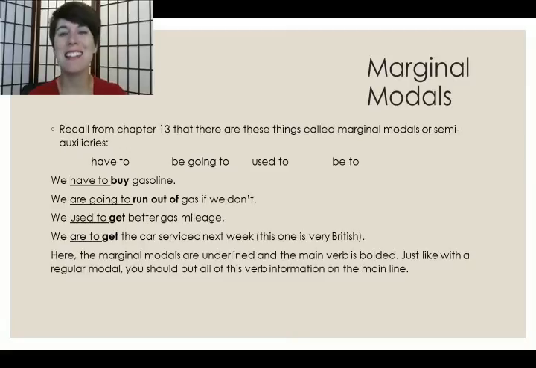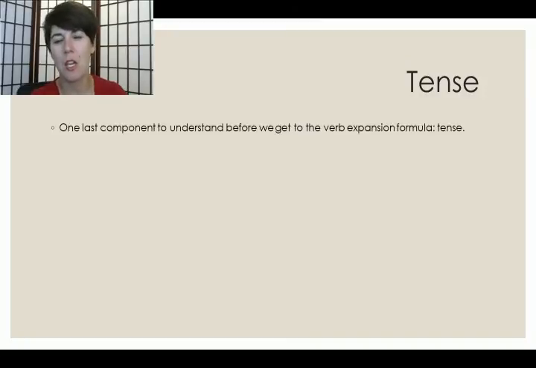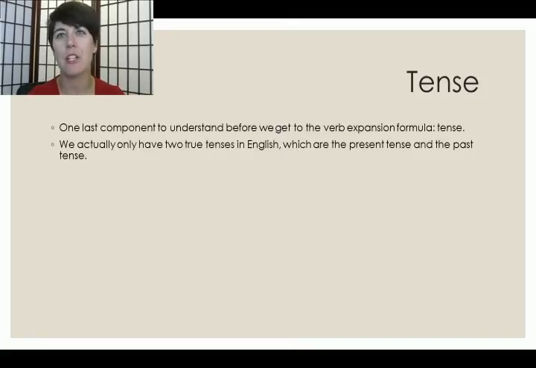Okay, things are about to get a little bit tense. We have to talk about tense in order to understand the verb expansion formula. When we say tense in English, a lot of people are confused about what we actually mean, because we do have a true present tense and a true past tense, but that's it. We just have 2. A lot of people don't understand that. They would say, what about the future? What about the future tense? Many languages do have a true future tense, but we don't.